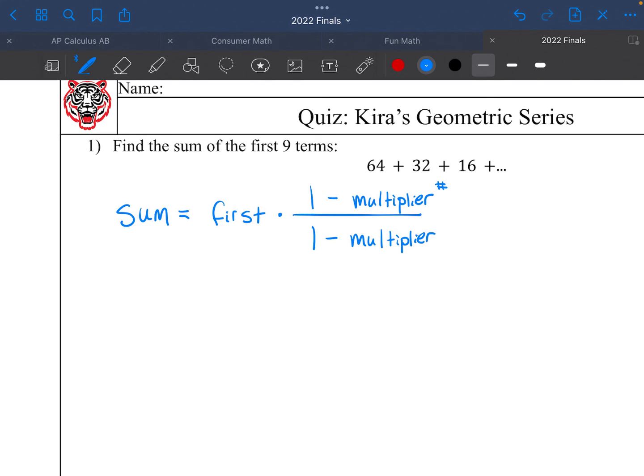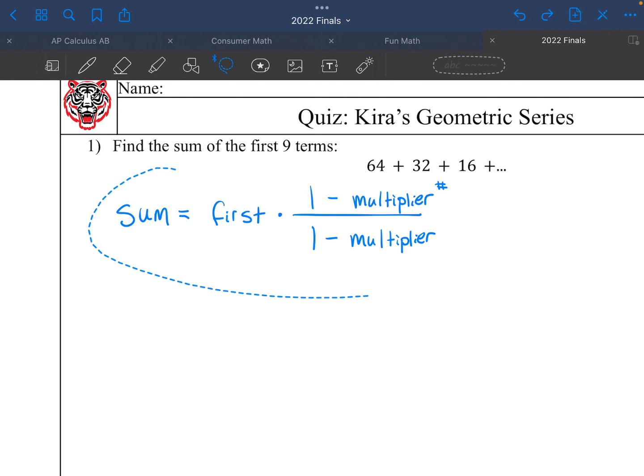Some people make the mistake of saying, okay, this whole thing is in parentheses. That's not true. The only thing that's in parentheses is this. So it's going to be the multiplier just to the power of that number. All right, so we got to figure out all of these things.